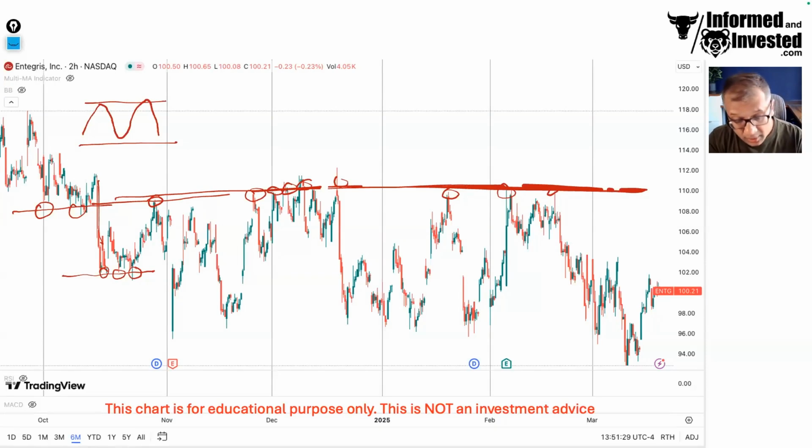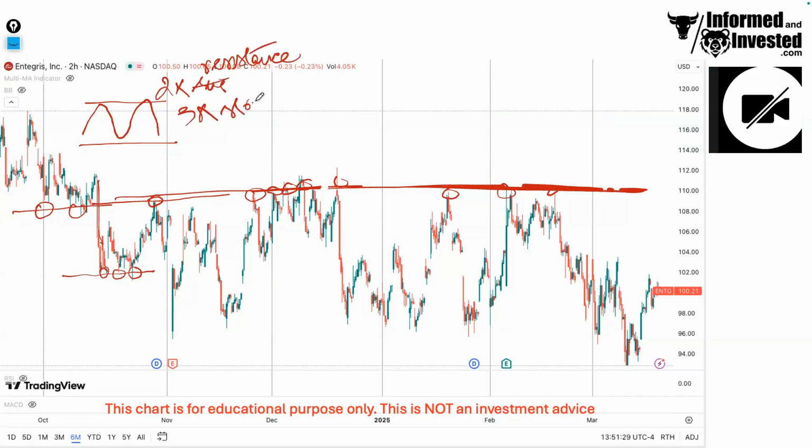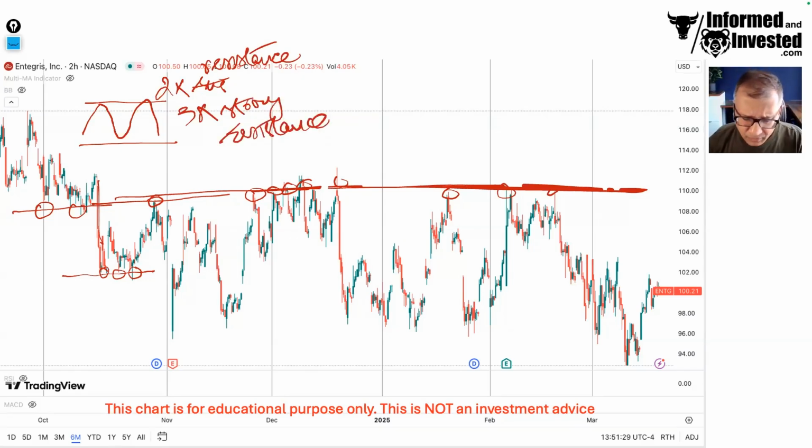A strong resistance or support is if a point gets tested 3 times. So 2x is a resistance, let's say, and 3x is a strong resistance. And the same thing with support. In this case, this was tested 3 times, so this was strong. But then when it came here, it broke through strong. The resistance kept getting tested many times, so this is a very strong resistance.